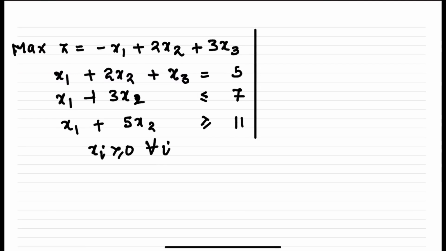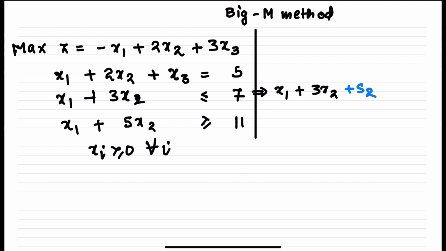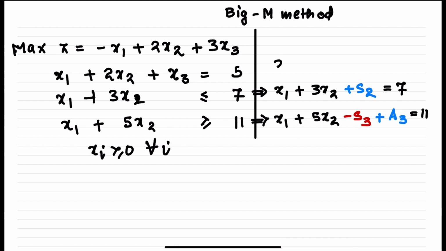So let's say we have this problem and we solve it using the big M method. For the second constraint, C, it's simple. We just add a slack. So if we add a slack, say S2, this becomes equal to 7. For the third constraint, subtract a surplus and add an artificial to convert it into equal to. What is the first equation? First is x1 plus 2x2 plus x3 is equal to 5.